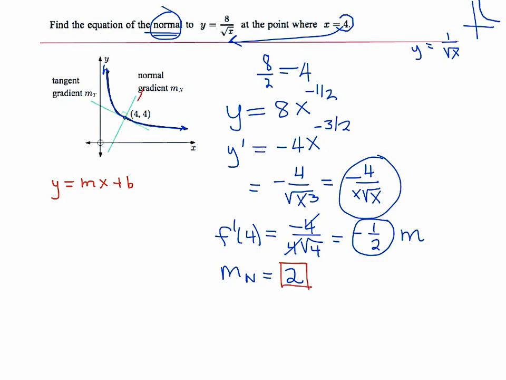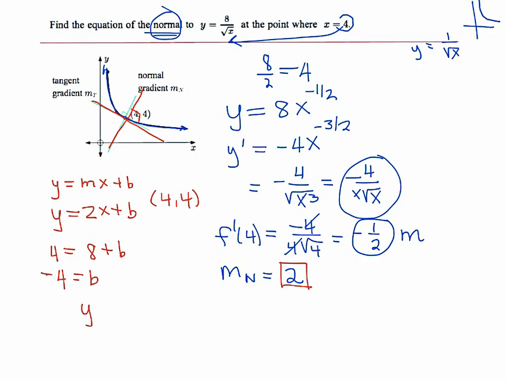That one goes through perpendicular to tangent. So we have y is equal to 2x plus b. Plug in the point 4 and 4. We get 4 is equal to 8 plus b, and therefore b is equal to negative 4. So the equation of the normal is y is equal to 2x minus 4.